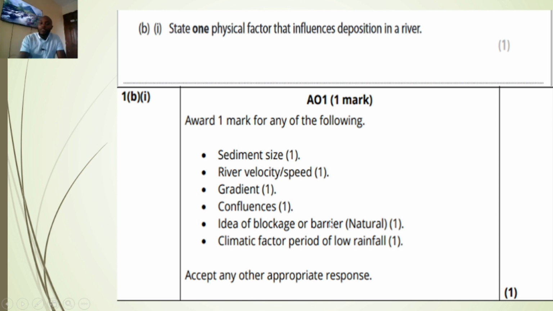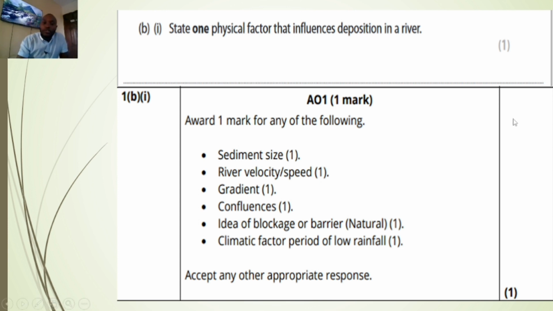Then the idea of a blockage or barrier, natural, for example, we've talked about trees, vegetation, root systems, which provide anchorage for sediments so they can be deposited. When a river meets a barrier, it's going to hold those sediments along that barrier, which will cause deposition. Then climatic factor, period of low rainfall. When rainfall is low, of course the discharge is going to be low, and then it won't have enough energy to transport those sediments, so it will result in deposition. So all these things, I hope you can know that these are the physical factors that can influence deposition in a river.